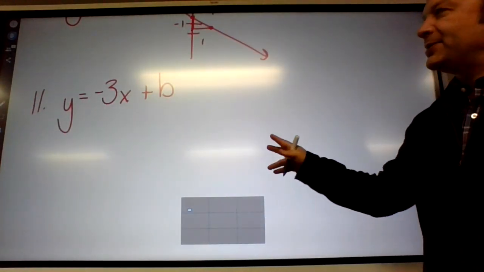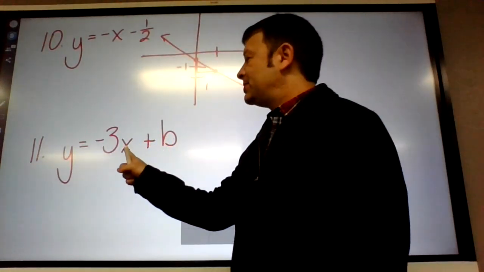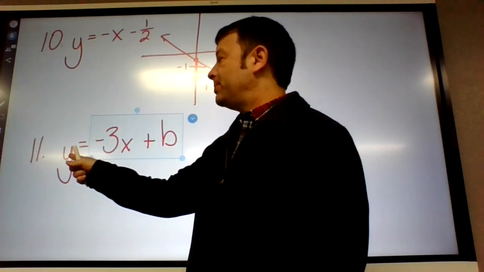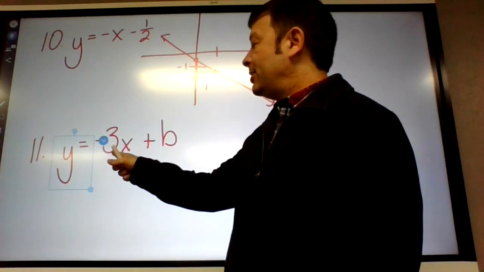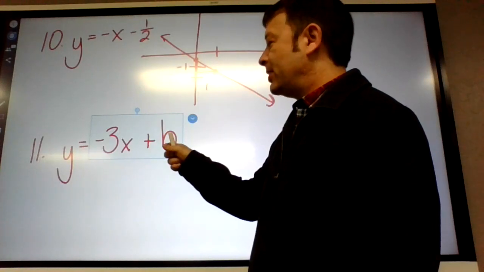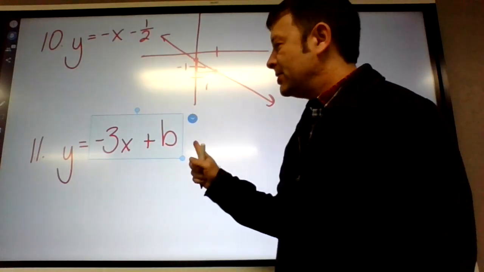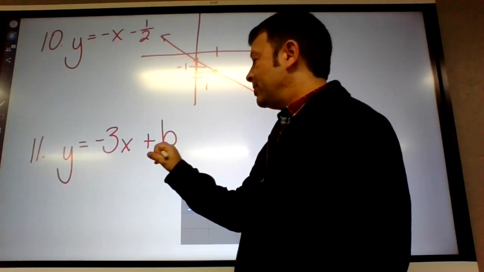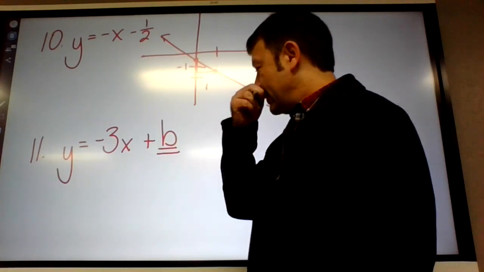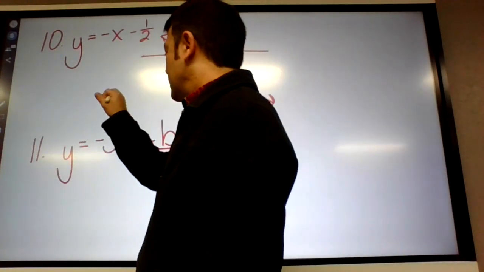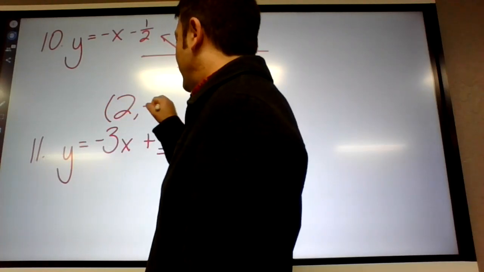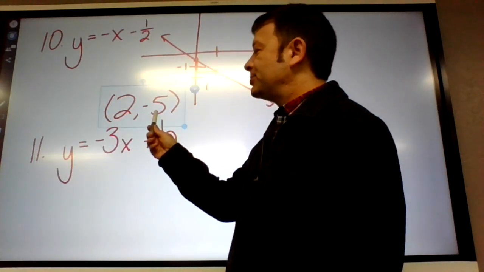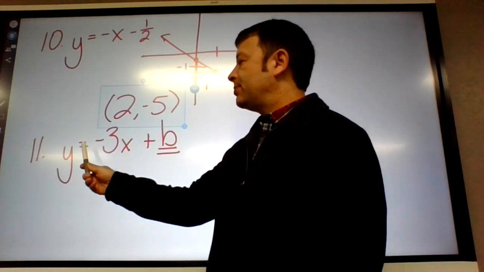The reason x and y stay x and y is because there's an infinite number of things x and y can be. However, the m, the slope, and the b, the y-intercept, there's only one thing that they can be. So we're trying to figure out what they are, and then that's our equation. So we really need to figure out what the b is. How are we going to figure out the b? Okay, if 2, -5 is a point on the line, that also means it's a solution for this equation.